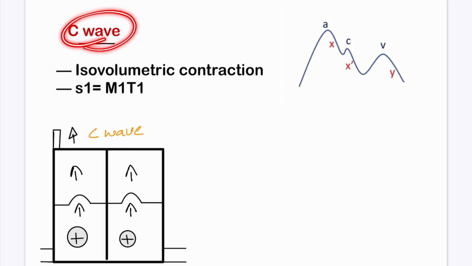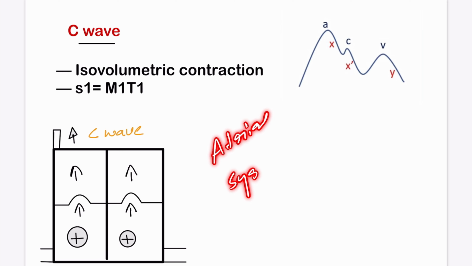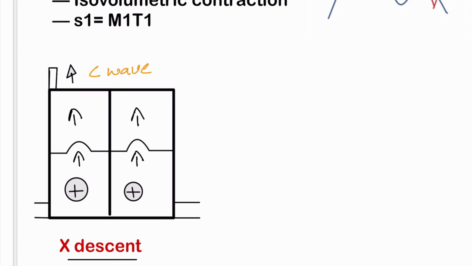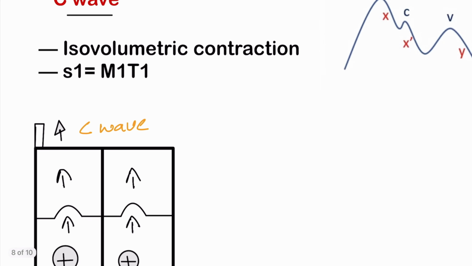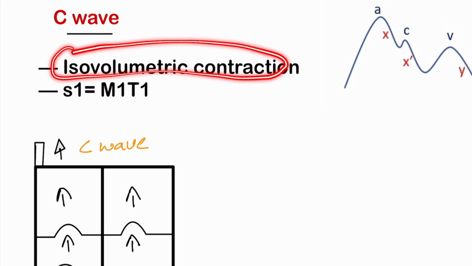Next is the C wave. So what's happening after atrial systole? During the atrial systole, the atria is pumping the blood into the ventricles, and the pressure in the ventricle is increased during the phase of atrial systole. And when the pressure in the ventricles is more than the pressure in the atria, the mitral valve and tricuspid valve closes. This is known as the first heart sound, and it's seen in the isovolumetric contraction.